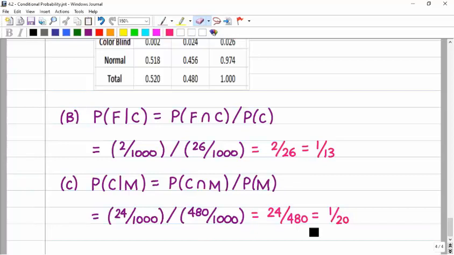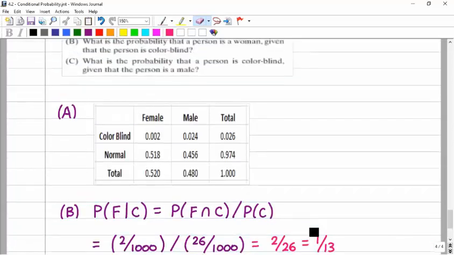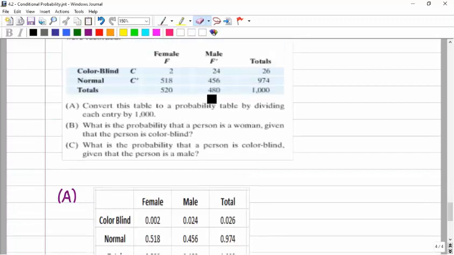But you could have done it also by saying, okay, if we know that they're male, I'll go back up here. I like this better. We know that they're male. They're coming out of that group of 480. It's not the grand total, it's just that 480. And then out of those 480, how many are colorblind? 24. So it's 24 divided by 480, if you want to do it that way.